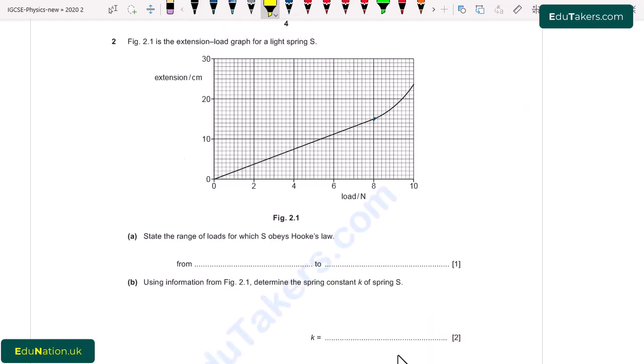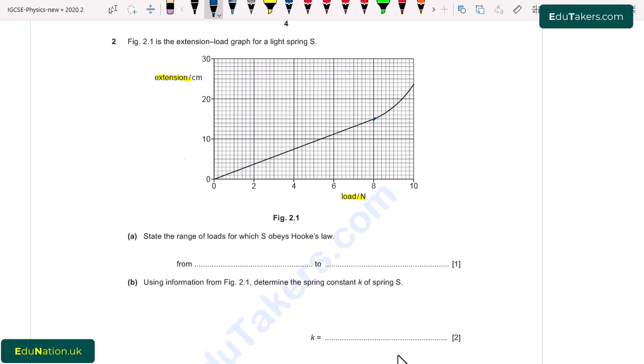Question number 2. Figure 2.1 is the extension-load graph for a light spring S. You can see here is the graph, and on the x-axis load is taken, while on the y-axis we have taken extension. Extension is measured in centimeters while the load is taken in newtons. You can see from this curve that from 0 to 8 newton load, the extension increases as we increase the load, and after 8 newtons the trend changes.